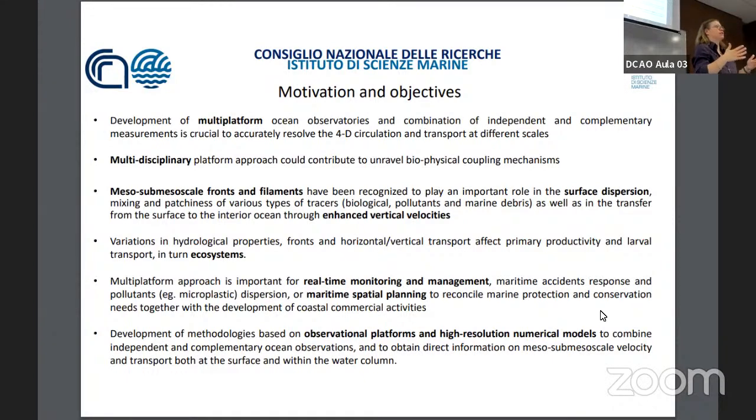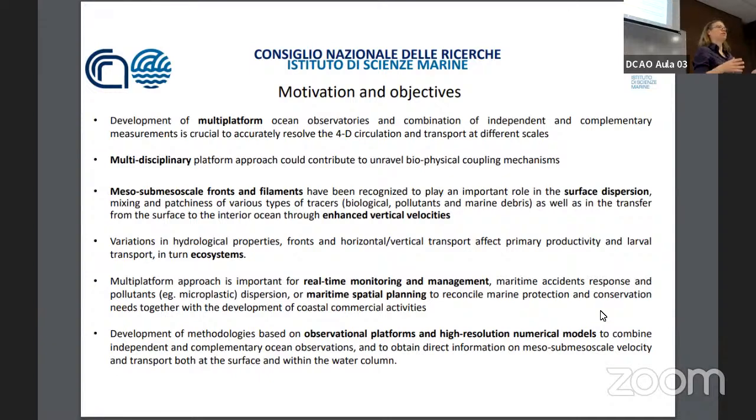And so this in turn affects ecosystems and the interaction between different ecosystems that are spread in a basin. So the multi-platform approach is important both for real-time monitoring and management, such as in case of oil spill or search and rescue activity, and also for the maritime spatial planning in terms of management of human activities, but as well to preserve our environment.